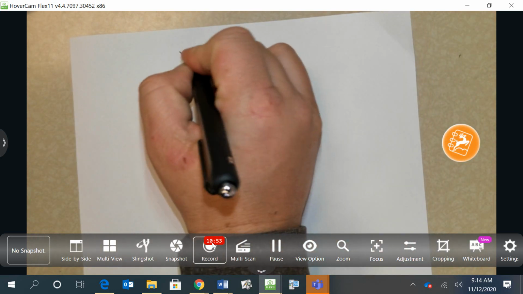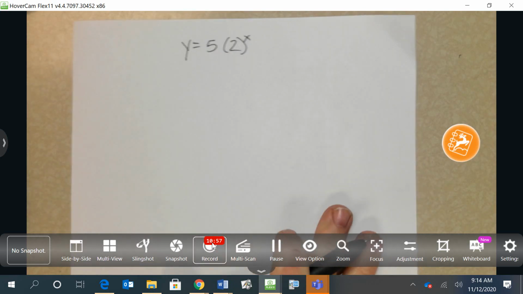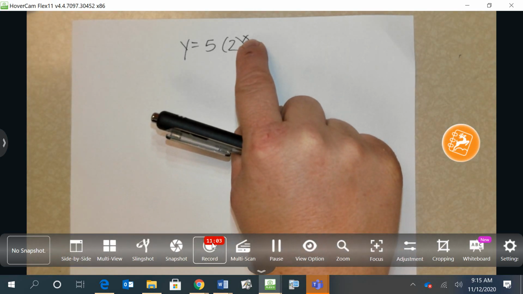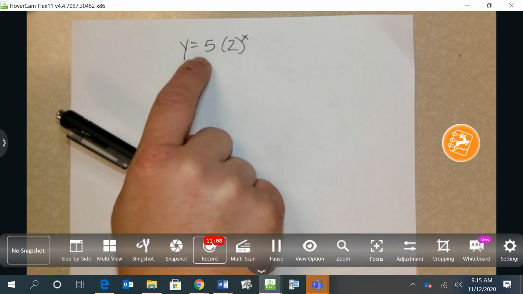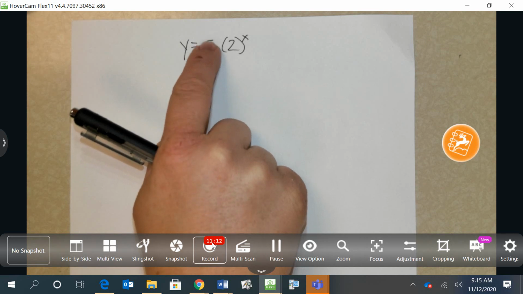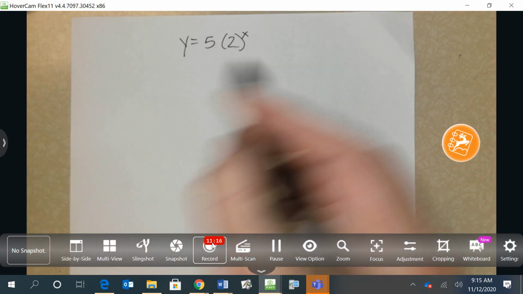This time I'm going to do y equals 5 times 2 raised to the x. So first thing I'm looking at is, okay, it is exponential because the variable is in the exponent position. It is growth or decay because this is a positive number. And because the rate is greater than 1, it is growth.